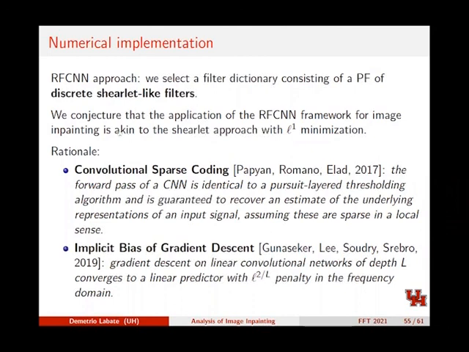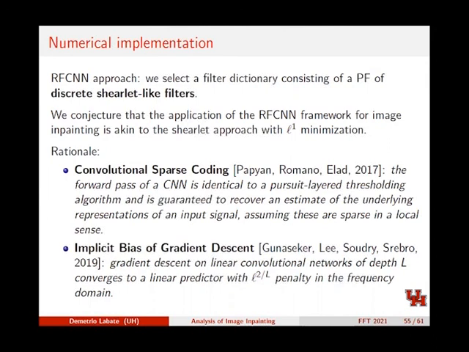One is the so-called theory of convolutional sparse coding. In a sequence of papers, Elad, Romano, Papyan, and some other authors show that the forward pass of a CNN, in fact, behaves, and they prove it, like some sort of layered thresholding pursuit algorithm. That can produce some type of sparse approximation. Notice that in this paper, they take the network independently of the training process.